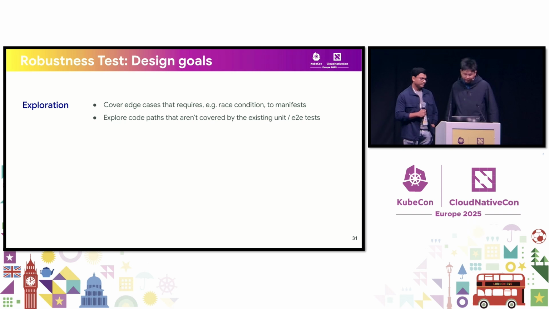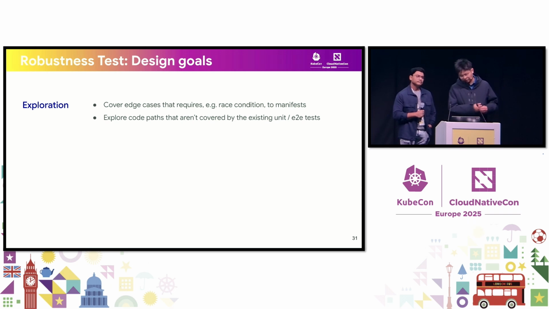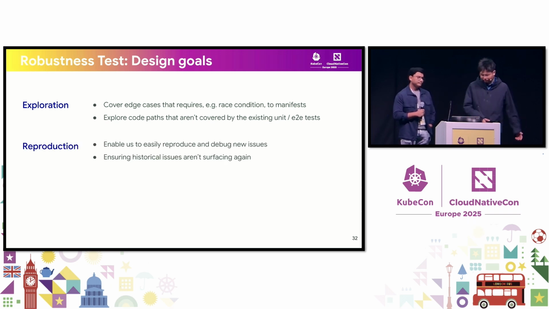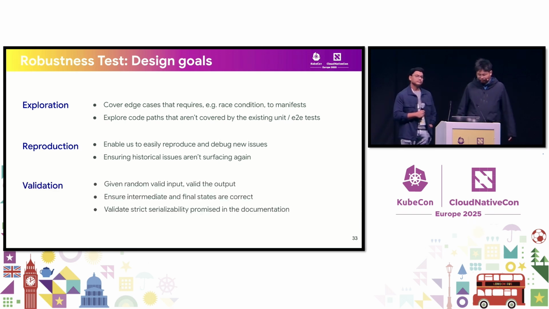So here are the goals that we have in mind when we design the test. We want it to be able to explore, so it's kind of like covering the edge cases that require a race condition to manifest. And we would like to explore some code paths that are not covered by the existing unit tests and end-to-end tests yet. And reproduction, as mentioned, we want to have an easy way to debug issues and ensure historic issues are not surfacing again. And validation, because now we are giving random valid input.